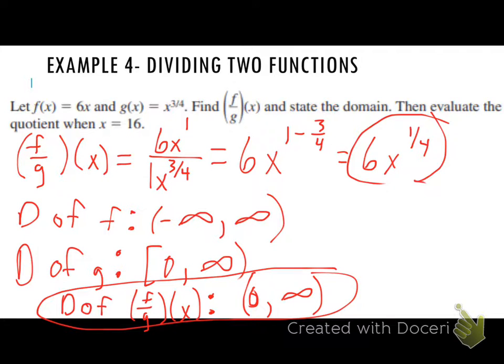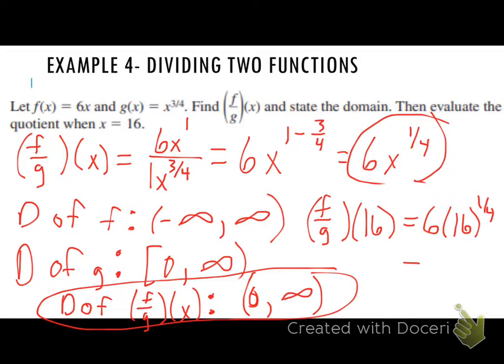And last but not least, we have to find f divided by g of 16. So I'm plugging 16 into my new function. Another way to look at 16 to the 1/4 power would be the 4th root of 16. What's the 4th root of 16? 2. 6 times 2? 12. So f divided by g of 16 would give me 12. Are there any questions on example 4? Not too terrible?